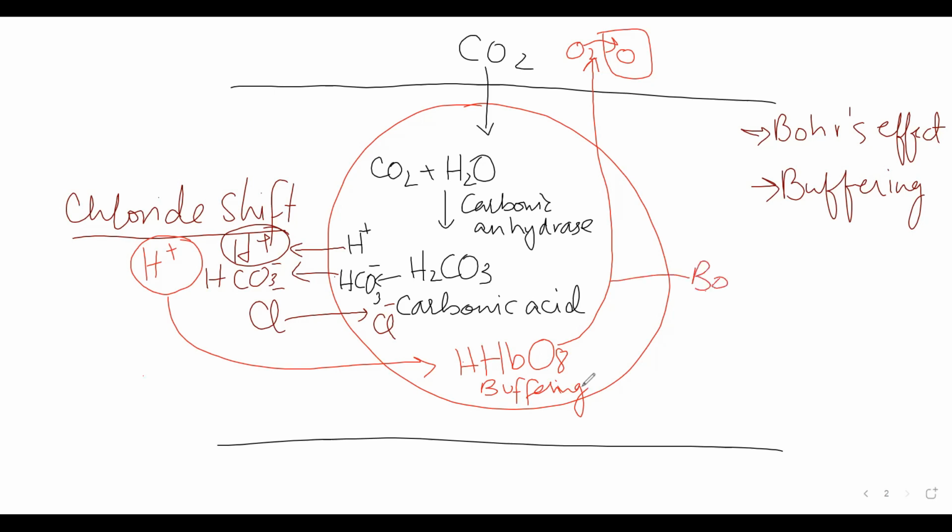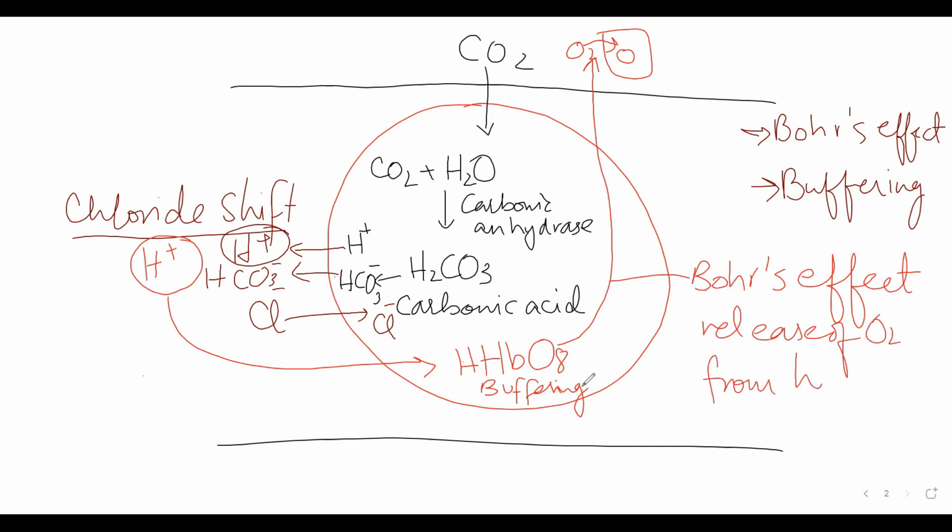What is it called? Bohr's effect. How can we define it? Bohr's effect is the release of oxygen from hemoglobin, right? And the hydrogen ion acceptance is called the buffering effect, right? Buffering effect is very important to neutralize the pH of the blood, or it can cause damage to the body. Are you getting me, everyone?